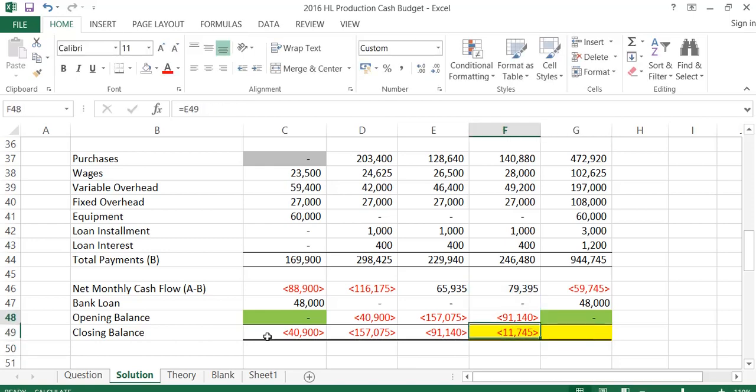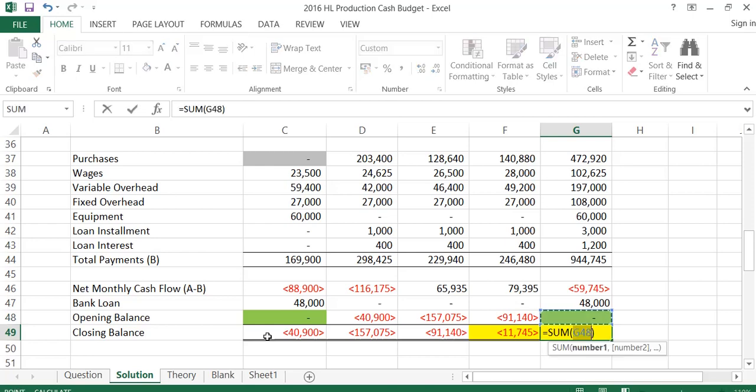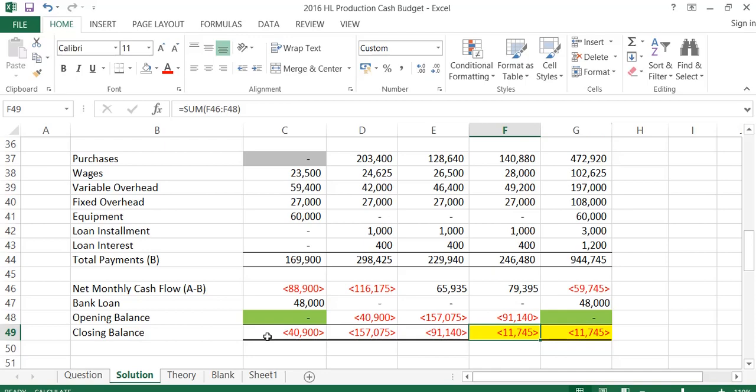Now, this here will not go here because there's already a figure there which is 0, and it's not the next month, it's the total column. So I'm just going to total these three figures down. Minus 59,745 plus 48 plus 0 leaves me with minus 11,745, and I can see once these two figures are the same that my cash budget has balanced.